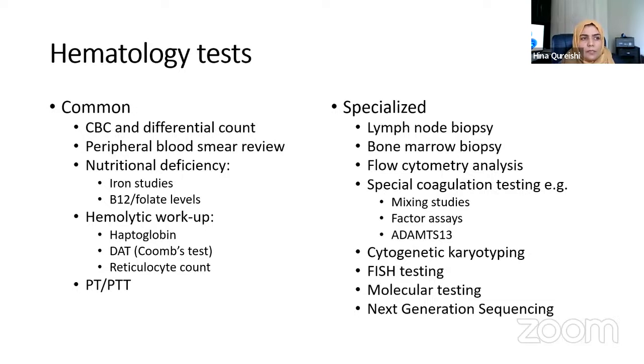And very commonly, we also see hemolytic workup in the setting of anemia to rule out hemolysis as an etiology. And then we have some coagulation testing. We do PT, PTT, and some special coag testing like mixing studies, factor assays, and ADAMTS13 for specific entities like TTP, thrombotic thrombocytopenic purpura, and then mixing studies to look at factor deficiencies.